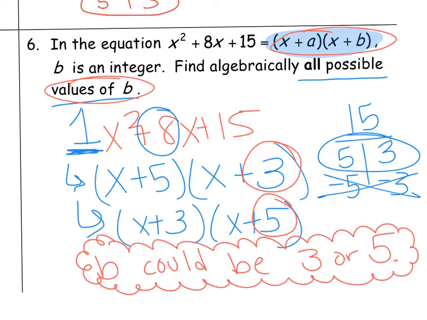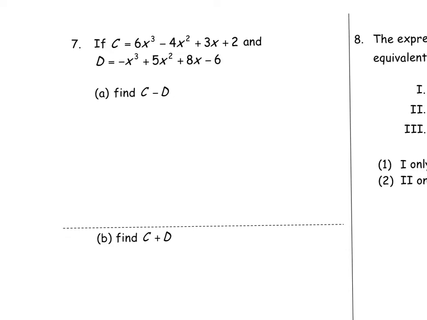Alrighty, let's move on to the next page. If you look at the next page for number 7, we're just subtracting polynomials here again. So I have all of C getting subtracted by all of D. I'm going to quickly write this out.